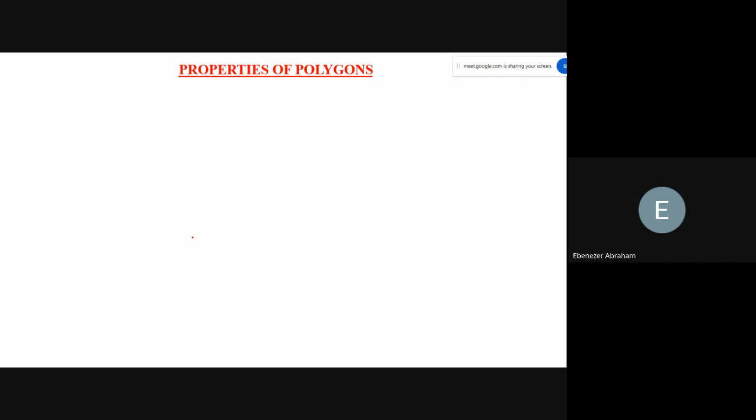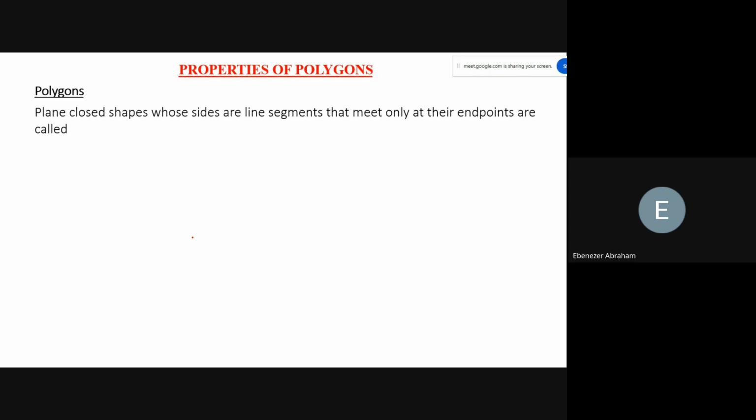So it is a closed shape, right? It must be closed. If it is not closed, then we cannot refer to it as a polygon. So I think that is where you omitted. It is a closed shape whose sides are line segments that meet only at endpoints. So once they are closed, we have all manner of shapes.